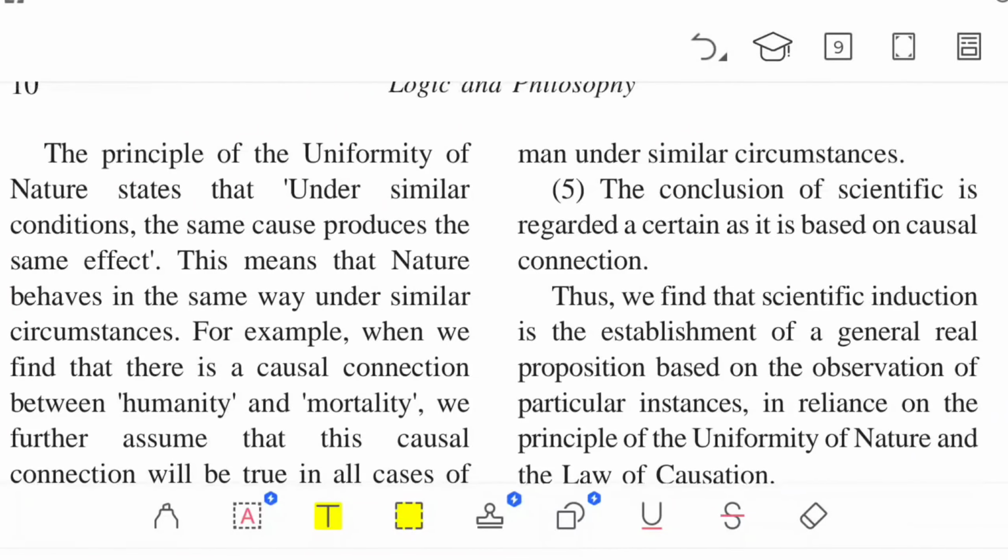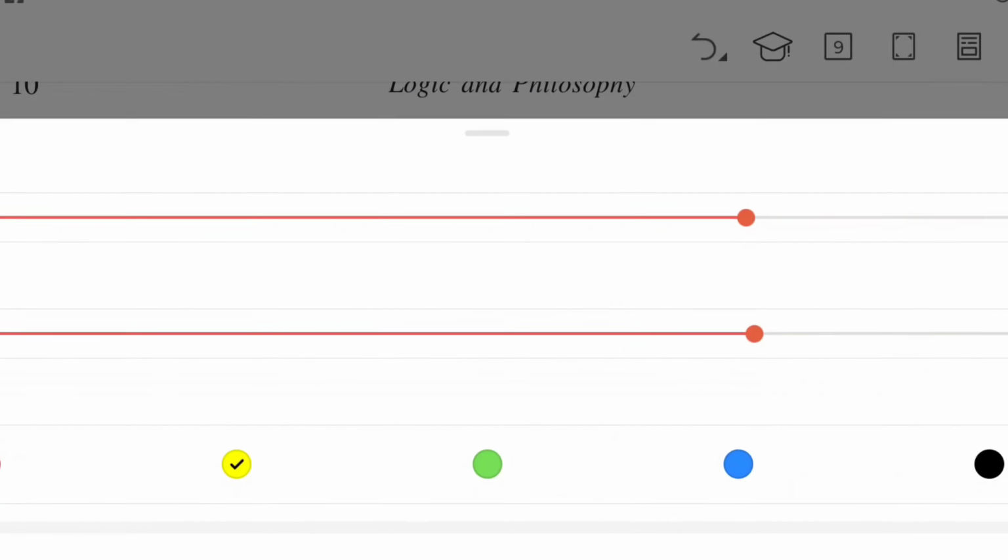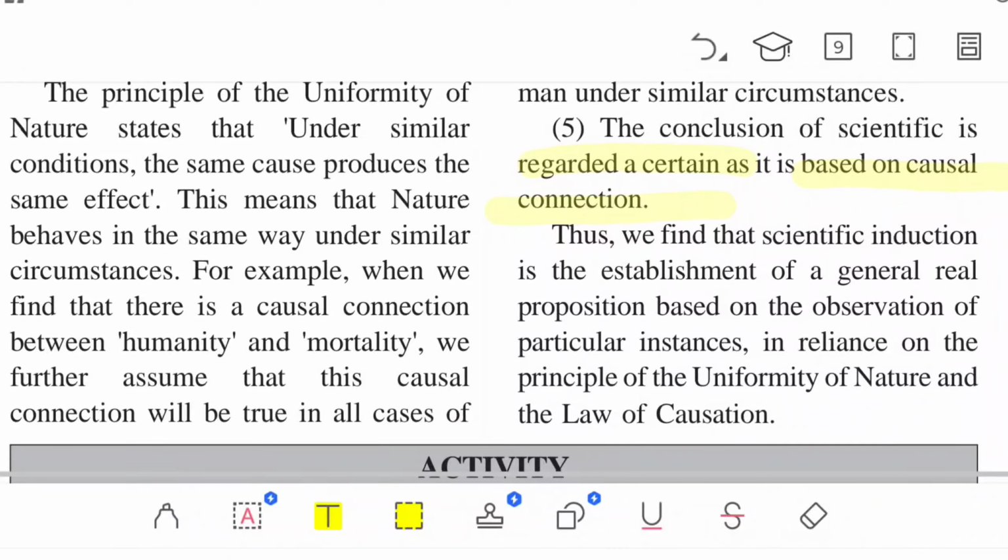The characteristics of scientific induction: the last characteristic is that the conclusion of scientific induction is regarded as certain as it is based on causal connection. Since in scientific induction we get a certain conclusion because it is based on causal connections, that's why the conclusion of scientific induction is very certain, it is regarded as certain, okay. So these are the five characteristics of scientific induction.